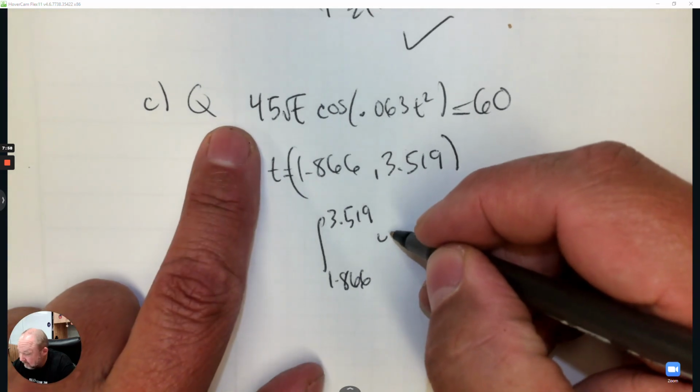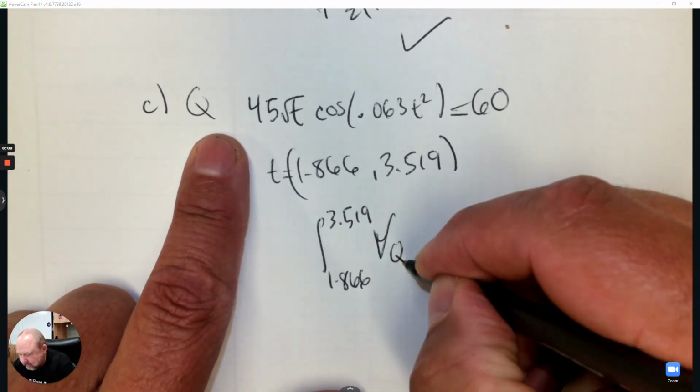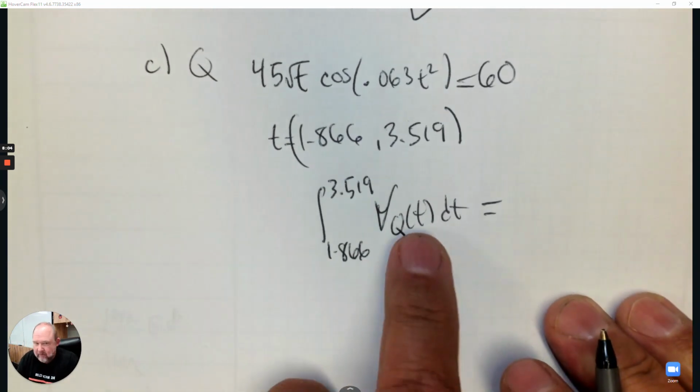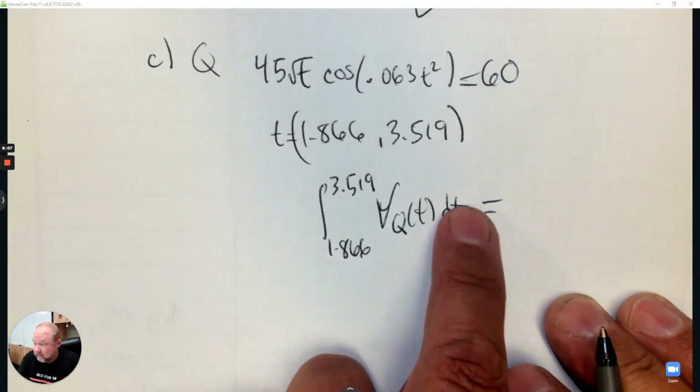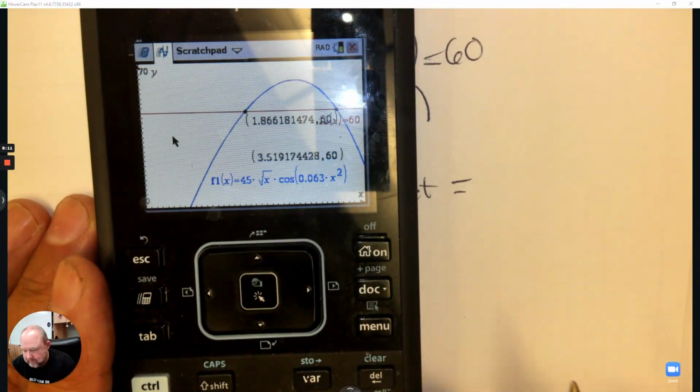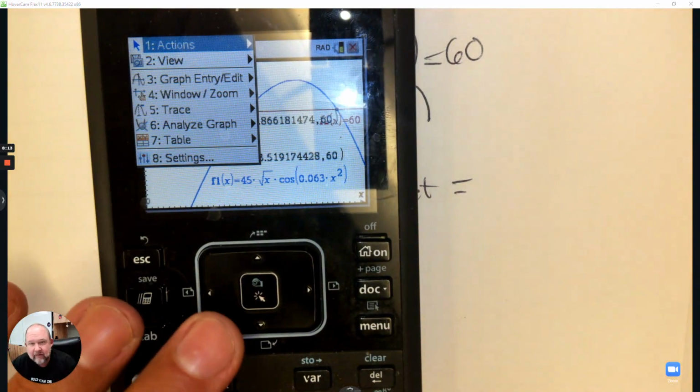And then I'm just going to type this in so I don't have to write it again. So it's the velocity of q at t dt. So I'm going to integrate the velocity from there to there to see the distance traveled, or the area under the curve. So I'm going to use my calculator to do that. It's right there. So I'm going to press Menu, Analyze, and Area.